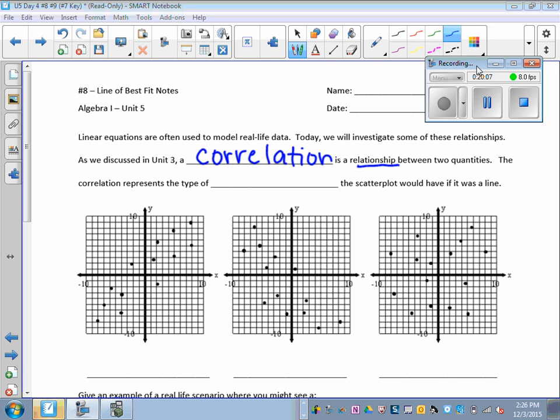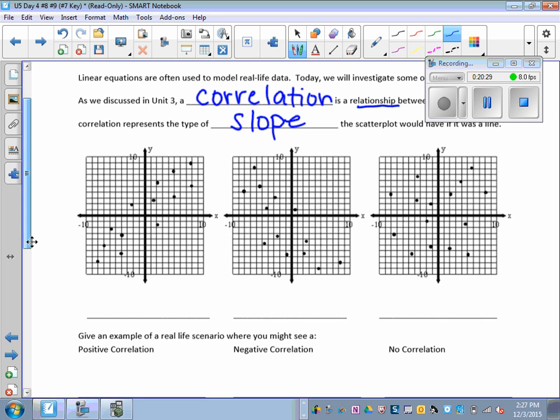The correlation represents the type of slope the scatter plot would have if it was a line. So if it's a positive correlation, that means a positive slope. If it's a negative correlation, a negative slope. So the correlation determines what type of slope we'll have.